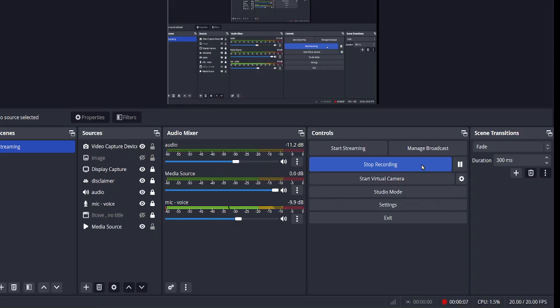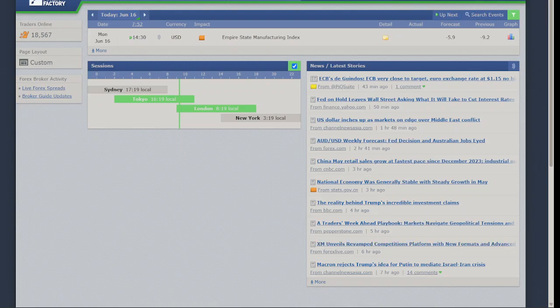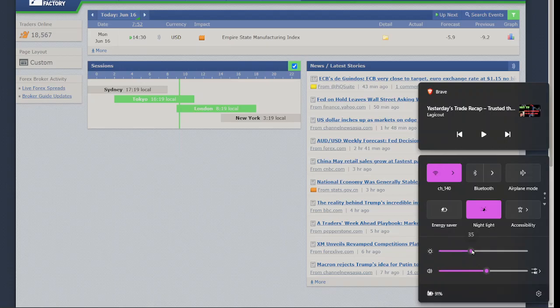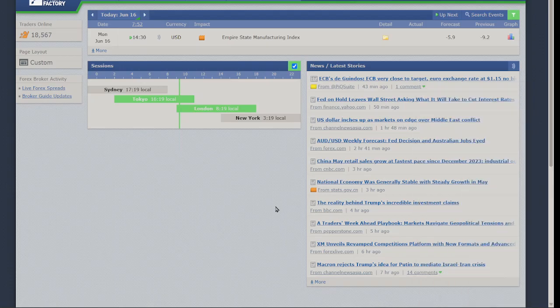Just checking the audio. We got audio. That's great. Cool. Okay, so we need just a bit. It's a bit bright today. I'll turn it up a bit.